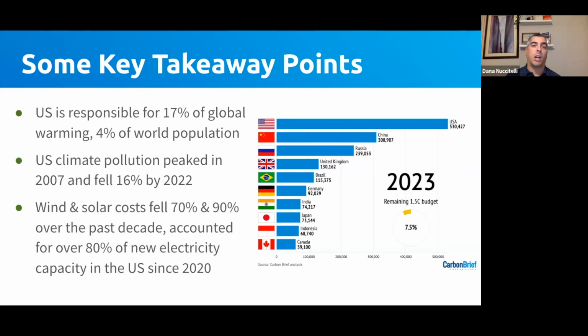But the good news is that our climate pollution peaked in 2007 and has fallen 16% since then. So falling at about 1% per year over the past 15 years or so. So making some progress, a little bit slow, but emissions are steadily going down, pretty much because we've been replacing coal with cleaner electricity sources. Some other good news is that our wind and solar costs fell 70% and 90% respectively over the past decade. And those two sources of electricity have accounted for over 80% of the new capacity that we've added over each of the past 3 years or so.